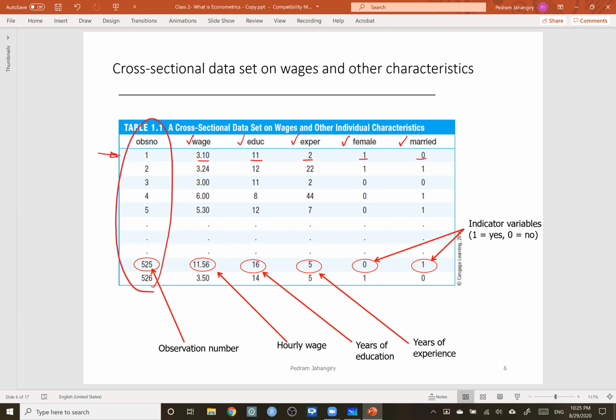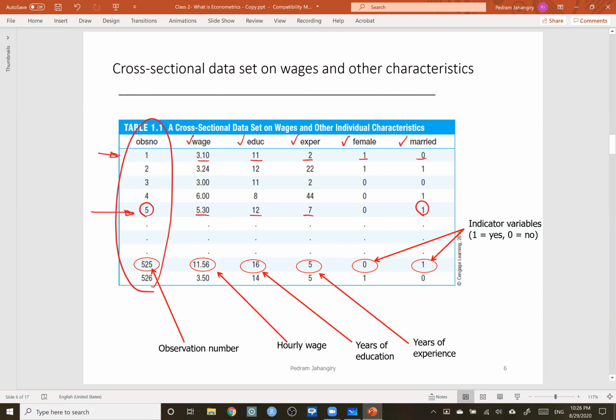So let's read one of them together. Let's read observation number 5. It says that the wage is $5.3 per hour. Education is 12 years. He or she has, well, actually, we know whether it is he or she, female is 0, so it's a he. He has experience of 7 years. And again, we know it's he because female is 1 for women, and anything else is male, so 0 is male. And then marital status, he's married. Okay, so this is how you read one observation. This is an example of cross-sectional data.